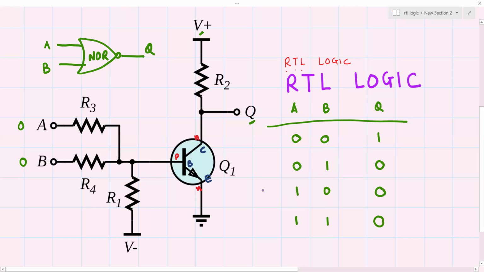Hope you found this module quite useful. If you did so, share it with others. You can see that through a simple analog circuit, by understanding the basic operation of a transistor and a combination of resistors, we got the RTL logic to create the NOR gate. Try to create some other logics on your own.